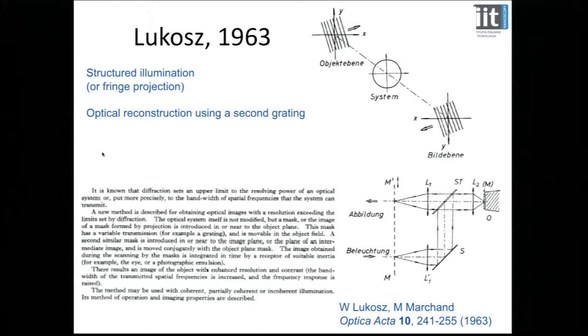And this has the effect of basically shifting the spatial frequencies. It's like a moiré effect that takes the high spatial frequencies and shifts them to low spatial frequencies. Then you transmit the low spatial frequencies through the microscope, and then you've got to put them back where they came from, which you do by using another grating. So this was Lukosch's idea. Nowadays, this second step, the reconstruction stage, we don't normally do optically. We would do that digitally. So in a normal structured illumination microscope now, you wouldn't have this second grating, just the first one.